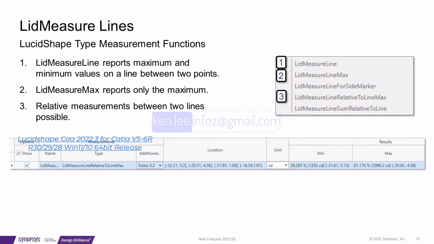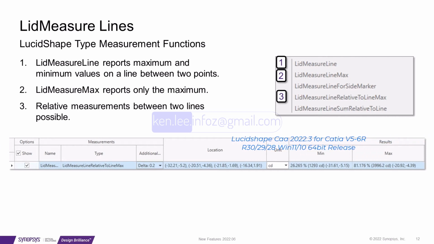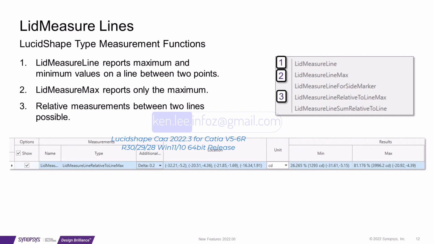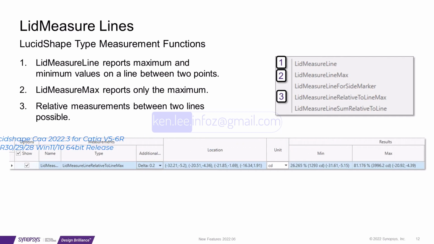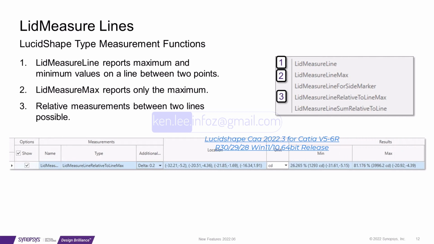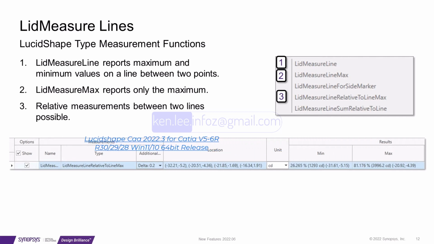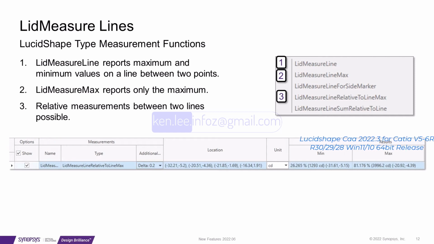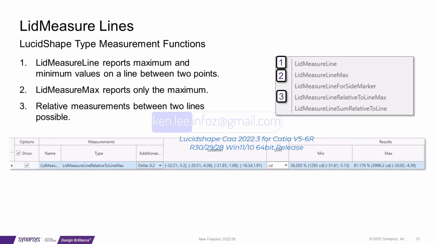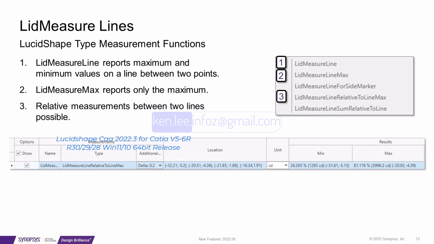In the lit measure lines section, you can scan a line for a maximum and minimum value. Lit measure line reports the maximum and minimum values on a line between 2 points, whereas lit measure max reports only the maximum. Relative measurements between 2 lines are also possible. You draw 2 lines, then the maximum and minimum of the first line are represented as percentage values of the maximum of the second line.